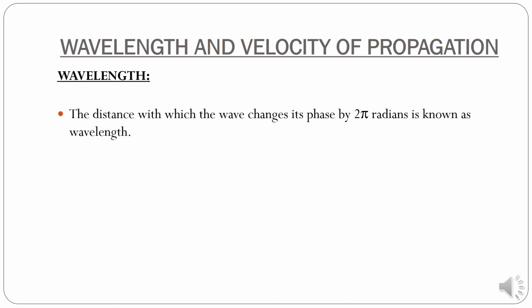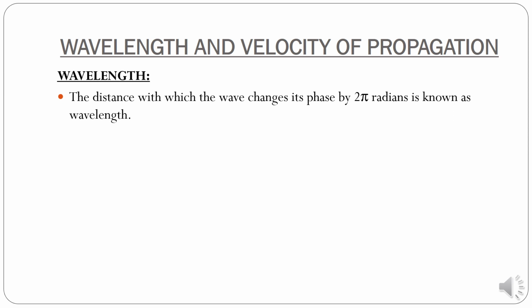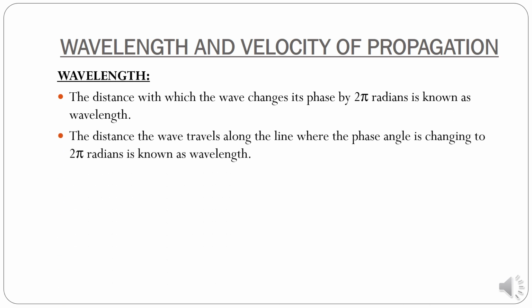What is a wavelength? The distance over which the wave changes its phase by 2 pi radian is called wavelength. We already studied this in the previous distortion topic. The distance the wave travels along the line where the phase angle changes by 2 pi radian is called wavelength. It is denoted by the letter lambda. Lambda is equal to 2 pi by beta.